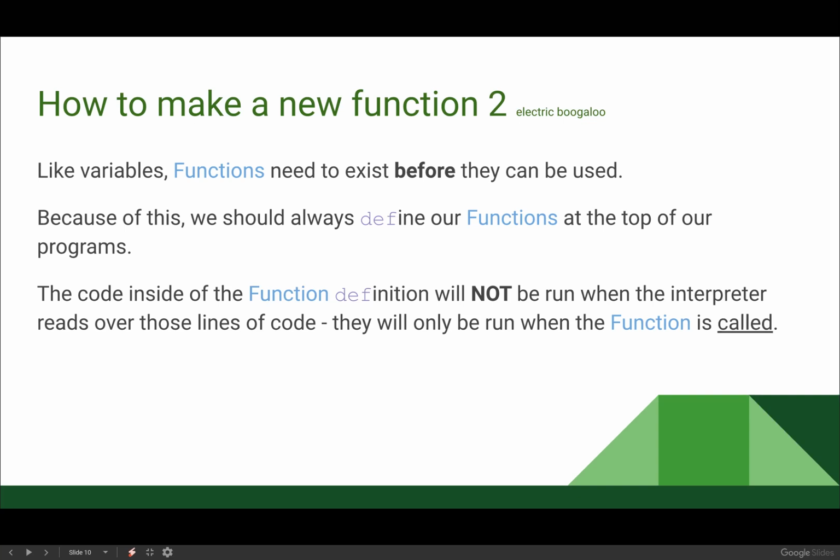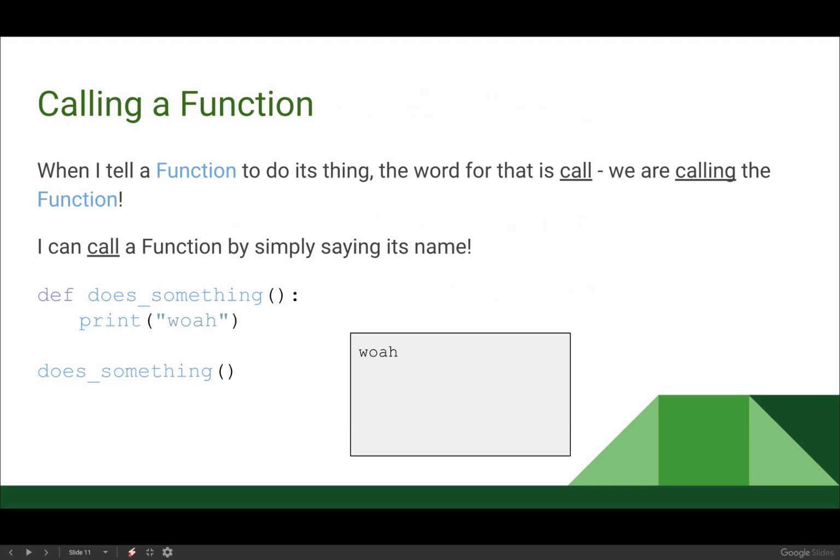Cool. All right. So something to be aware of is that the code inside of the function definition will not be run when the interpreter, which is the program that reads our Python code and runs it, reads those lines of code. They're not going to be run that first time. They're only going to run when you call your function. And calling a function is the word for when I'm telling the function to do its thing.